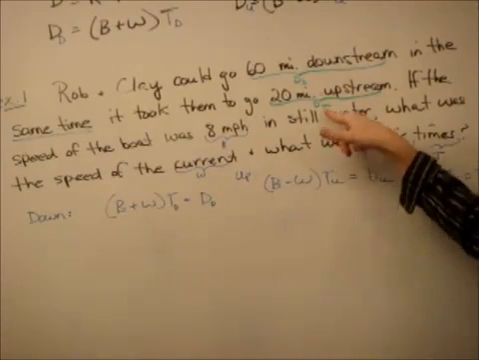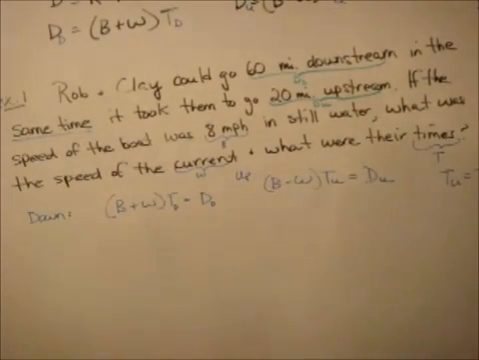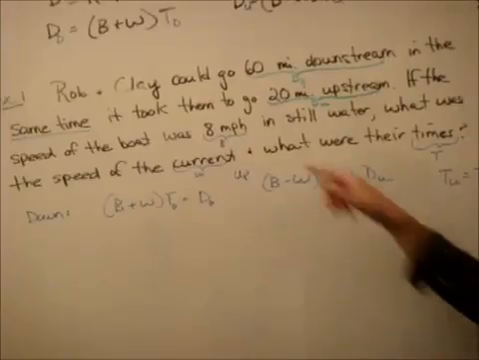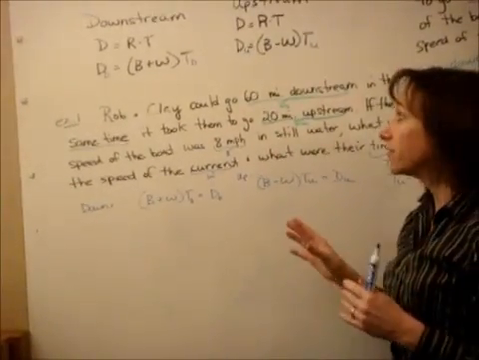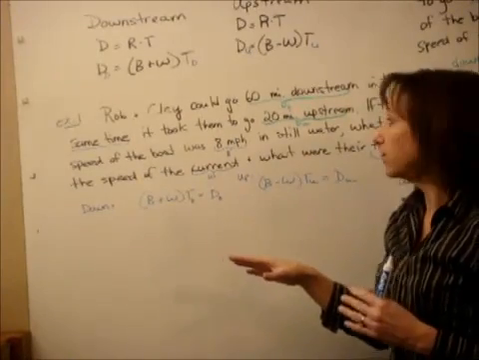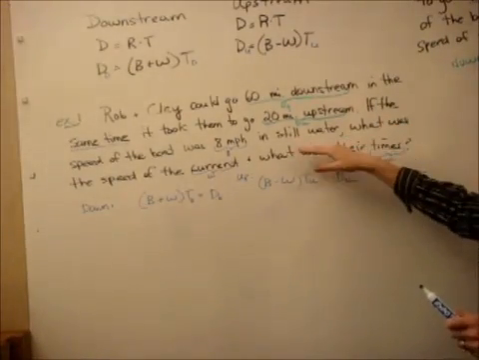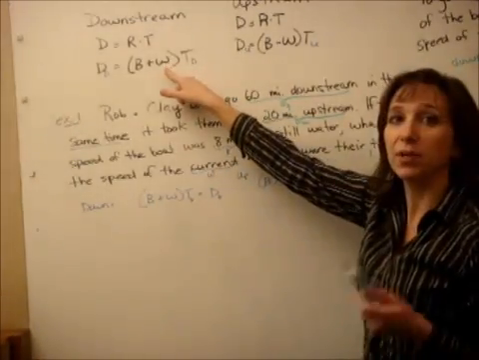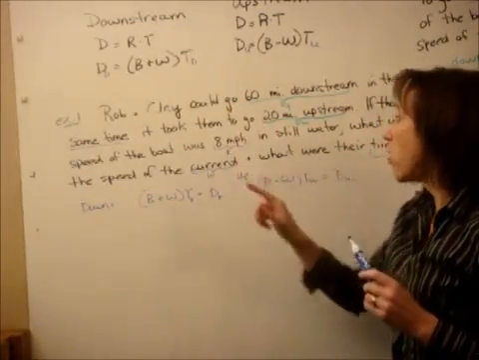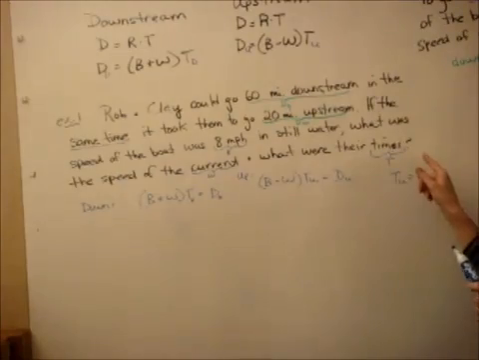That's your distance upstream. If the speed of the boat, and that's B, it's going to be the same B, the boat's going the same speed itself, upstream and downstream, in still water is 8 miles per hour, what is the speed of the current? And that's going to be W, or speed of the current, our water. And what were their times?